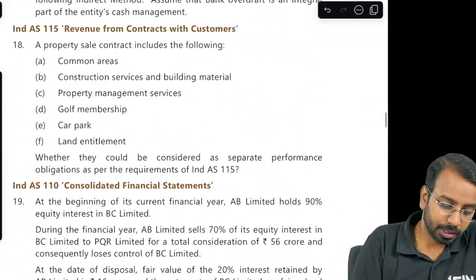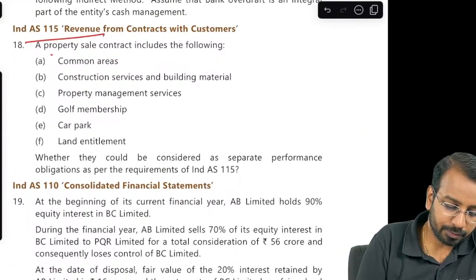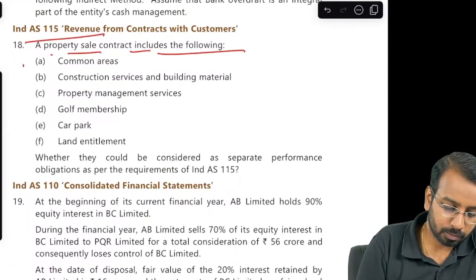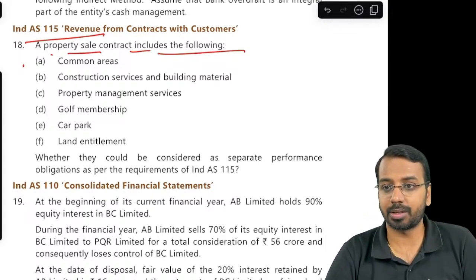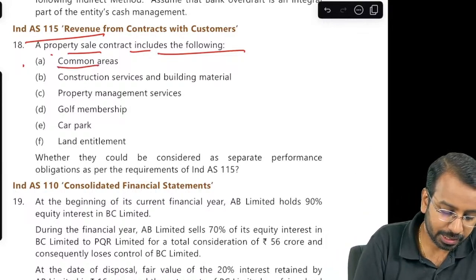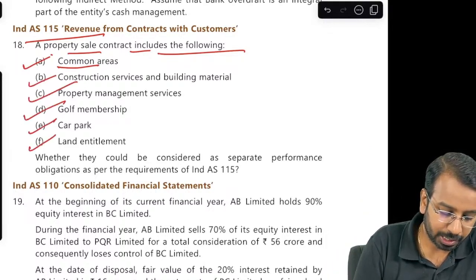Then a property sale, Ind AS 115. The sale contract includes the following. Property sale means buying and selling of property, or a company selling a constructed property. Common areas, construction services, property management services, golf membership, car park, land entitlement.